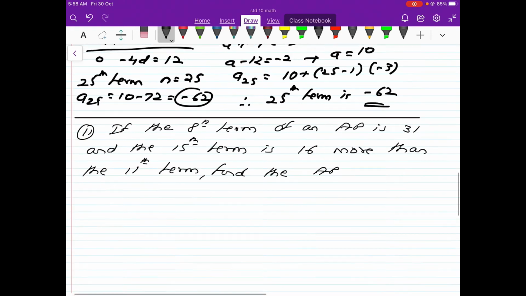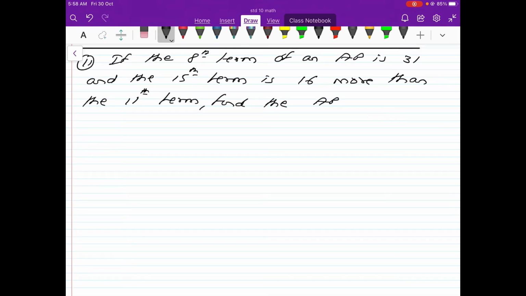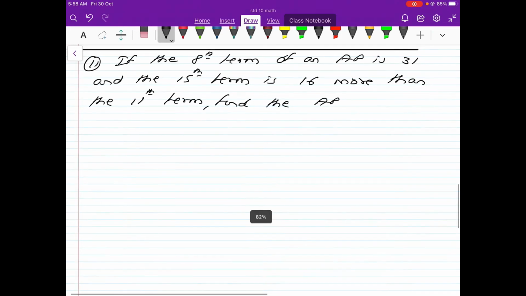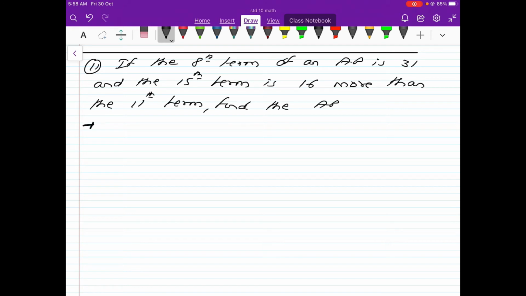So we go for the 11th sum. If the 8th term of an AP is 31 and the 15th term is 16 more than the 11th term, you have to find the AP. Now this is a new type of sum, but we will do it. AP means you have to just find the first 3 terms. So we start generating the data. A8 is equal to 31. By the formula it will be a plus 8 minus 1 into d. So I get my first thing, a plus 7d is equal to 31. So this is my first statement.